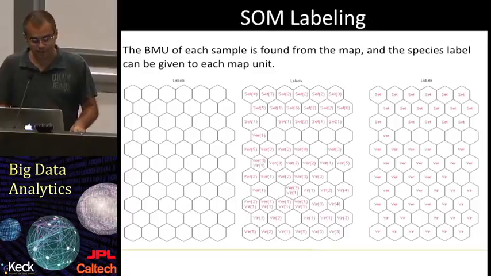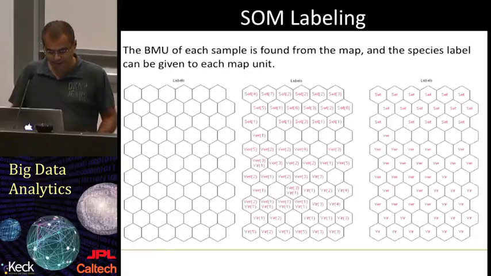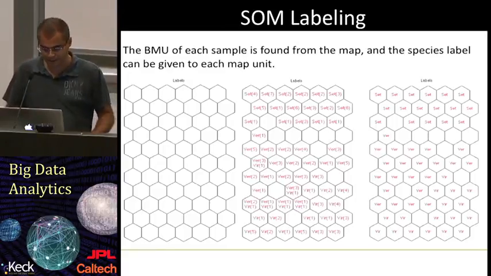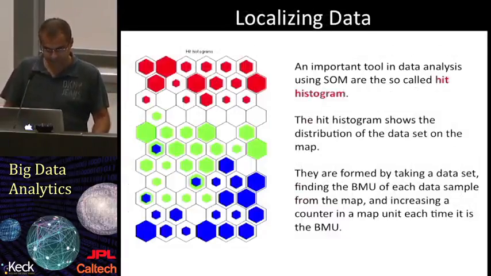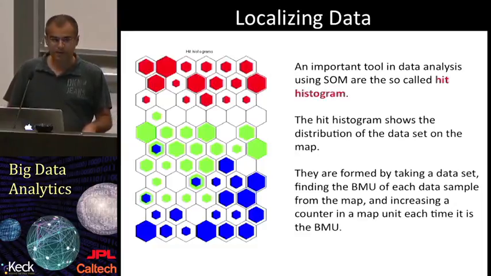So, first, let's talk briefly about labeling that we have already discussed in the previous videos. If we know the class value for some subset of data, we can use it as a gold standard. For example, we can assign each cell to the class most represented. Now, an important tool in data analysis using self-organizing maps are the so-called hit histograms that show the distribution of the data set on the map.